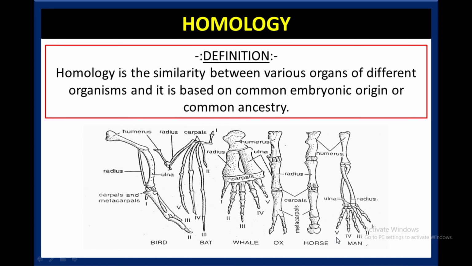You can see in this picture that this is the front leg of a horse, this is the hand of a human, this is the wing of a bird, and this is the wing of a bat. So they have different functions. It is clear to us that they have different functions, but they are formed of the same bones: carpal, radius, humerus. So they are formed of the same bones, the same components, but they have different functions. This is what homology actually is.